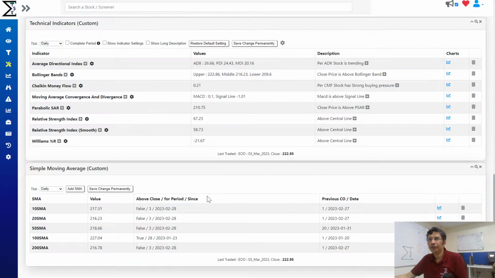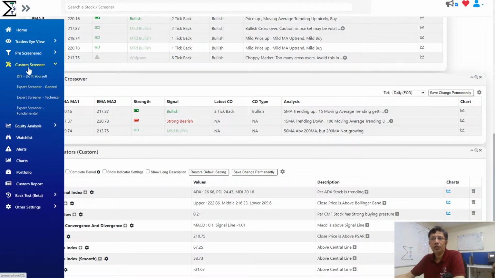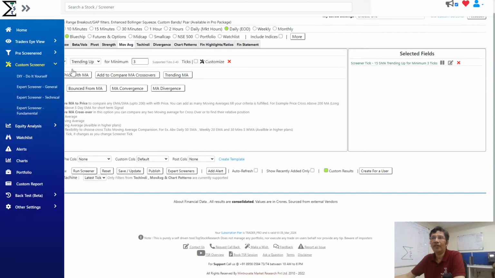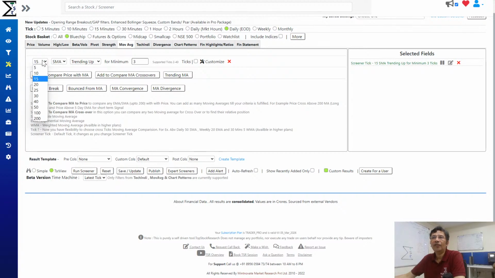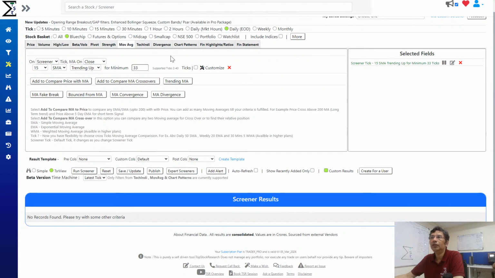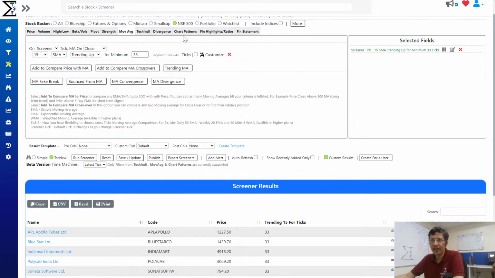Now we have a screener for this. We go to the DIY screener, custom screener, DIY screener. In the DIY screener, you go to moving average and look for trending moving average. For example, if you're looking for, let's say, a 15 moving average trending up for, let's say, 30 ticks, right? So on close price. You can do it on other prices also. Okay. No stock in blue chip. Let's increase the scope to NSE 500.